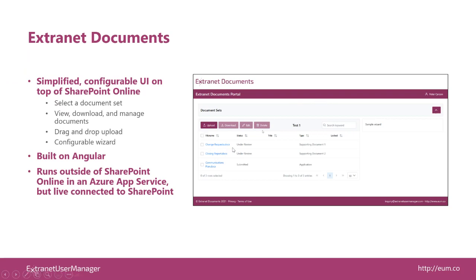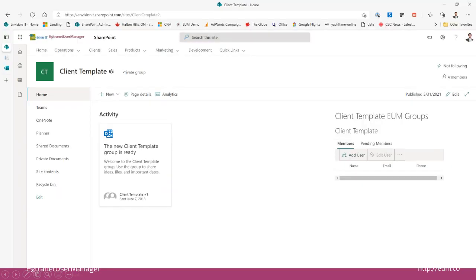Basically, it's a way to say, you know what, the external sharing and the SharePoint interface is great. It lets you do so much, but it's often overwhelming for users. So how do we provide a much simpler UI on top of that? So this is basically a separate website. It's built in Angular. It runs outside of SharePoint, but it's live connected to SharePoint. So it's basically providing that simple interface in. Let me just show you what that looks like here.